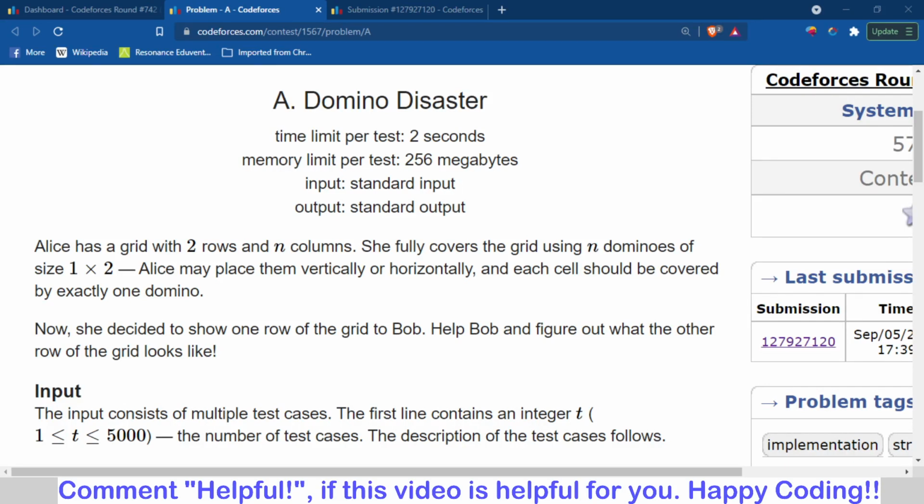In this video, we are going to talk about problem A of Codeforces Round 742. This is a very easy problem, which is Domino Disaster. It's a very easy problem. What is given here is that we are provided with a string.